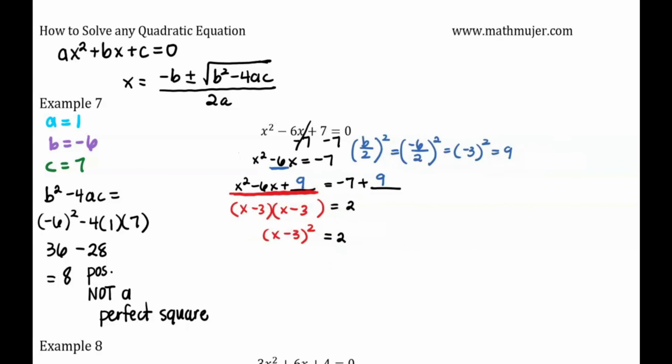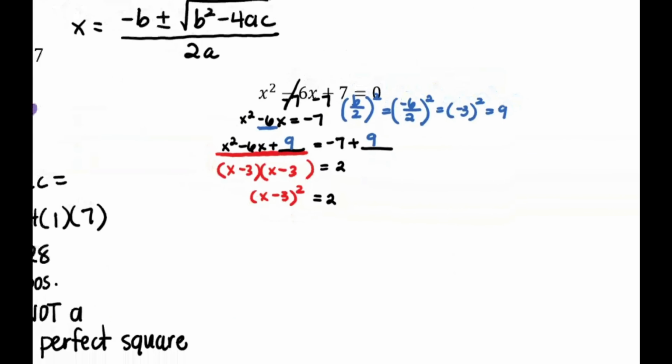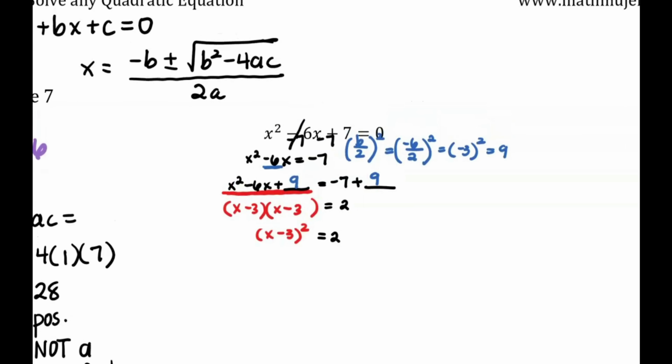Now remember, we're trying to solve for x. Shrink this down and give us a bit more room. We're trying to solve for x. So I need to get rid of that squared. So I'm going to square root both sides of this equation. I'm going to square root here and I'm going to square root here. But when you square root both sides of an equation, you have to put plus or minus in front of one side.